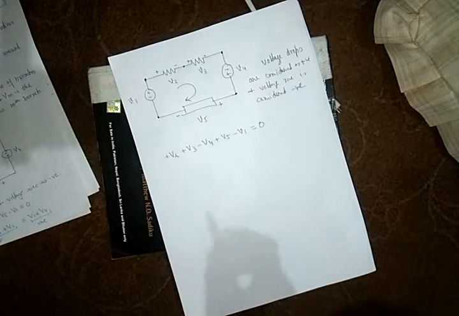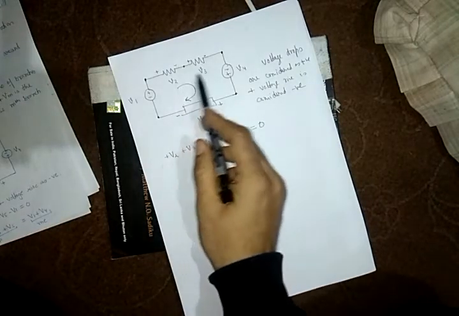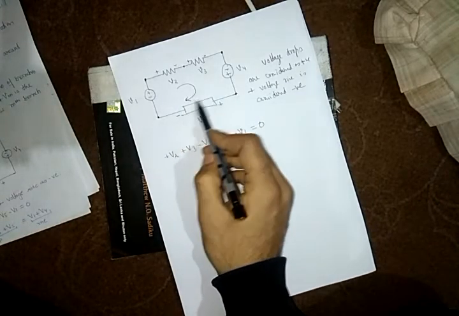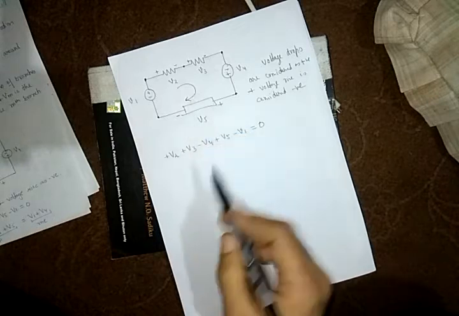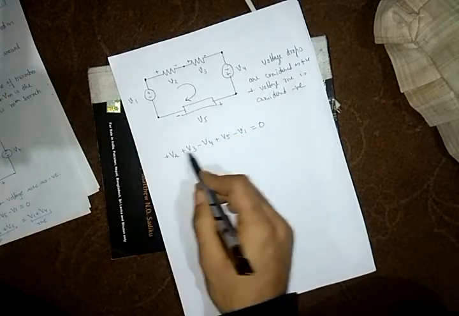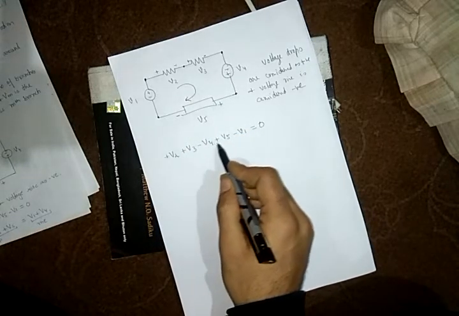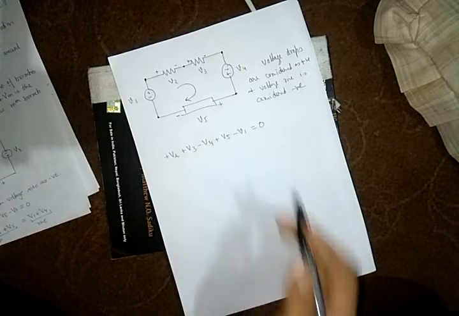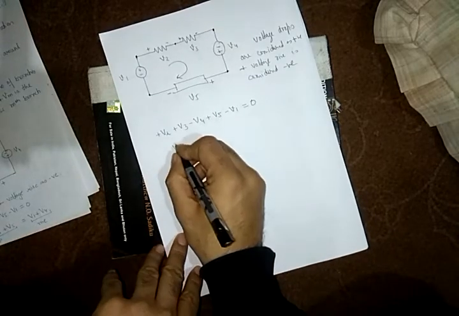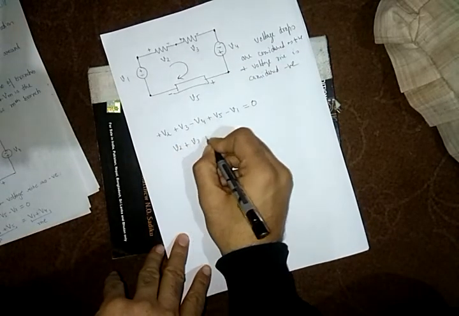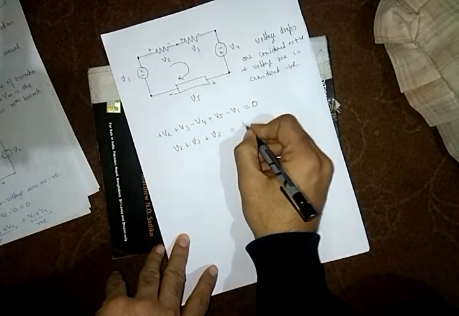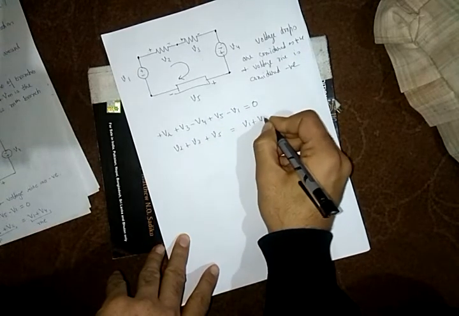Okay, so the KVL states that the algebraic sum of the voltage around a closed path is equal to 0. Here it is mathematically shown. The algebraic sum of voltages around a closed path is equal to 0. So I can write V2 plus V3 plus V5 will be equal to V1 plus V4.